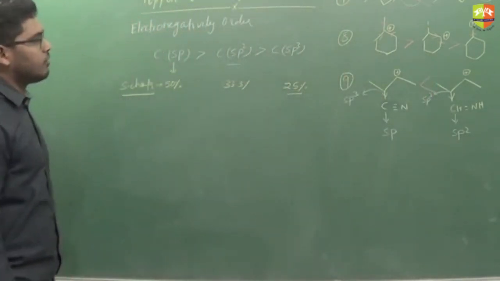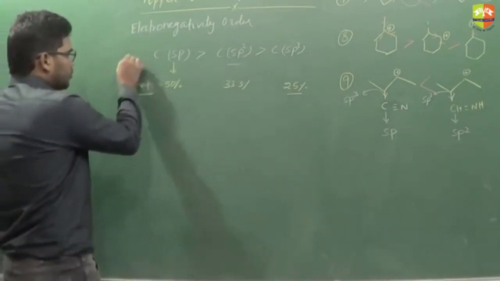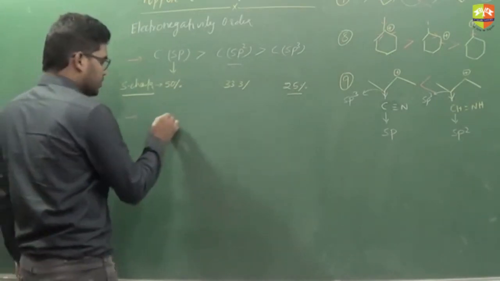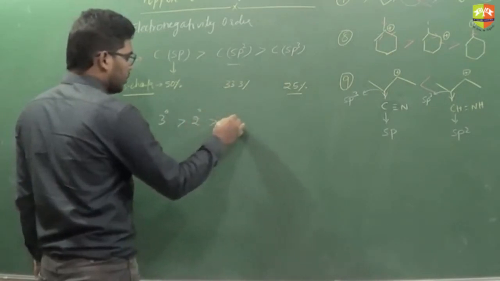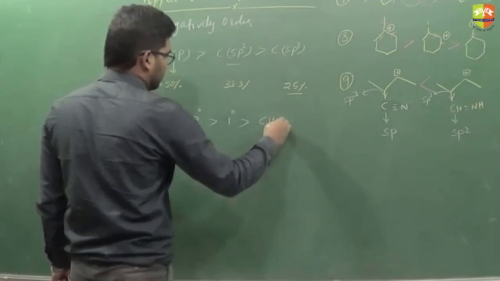These are the few examples we have discussed. One more thing here we can discuss. The second thing is what? Carbocation which is 3 degree is always more stable than 2 degree, than 1 degree, and then methyl carbocation.